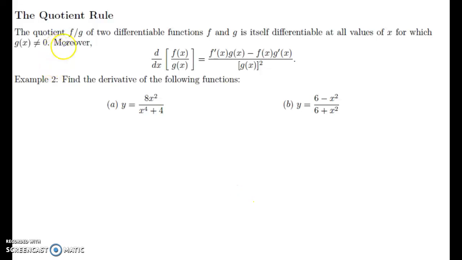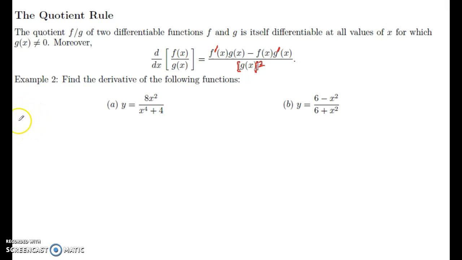Section 2.4. The quotient rule. The quotient f divided by g of two differentiable functions f and g is itself differentiable at all values of x for which g of x is non-zero. Moreover, its derivative, according to the rule, is f prime times g minus f times g prime, divided by g squared. So notice the changes that we need to make to this quotient. So let's take a look at how to apply it.